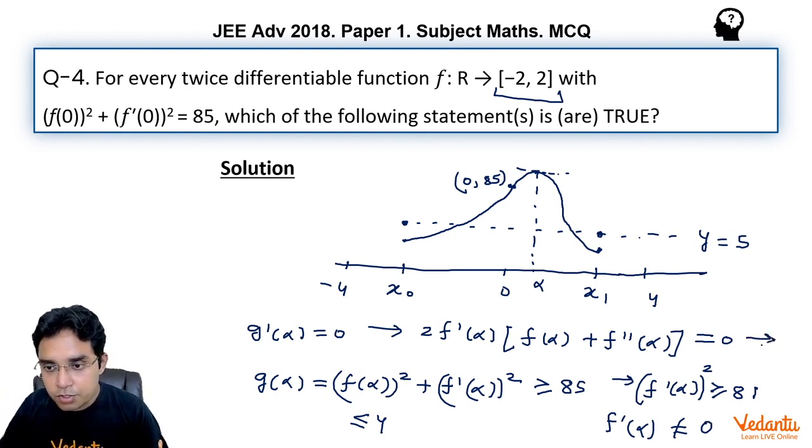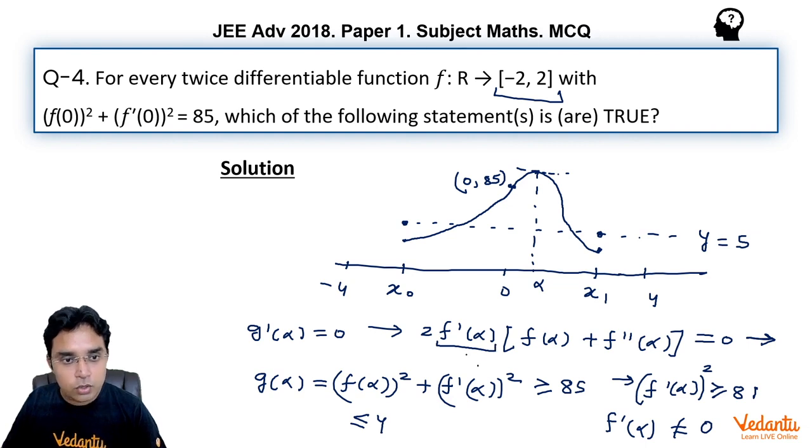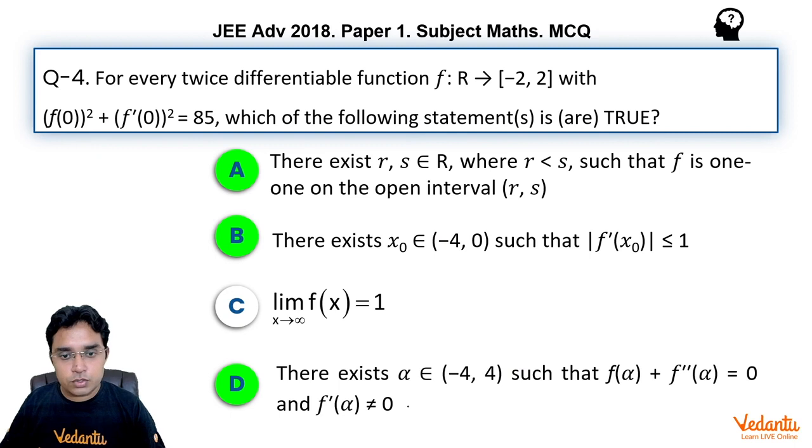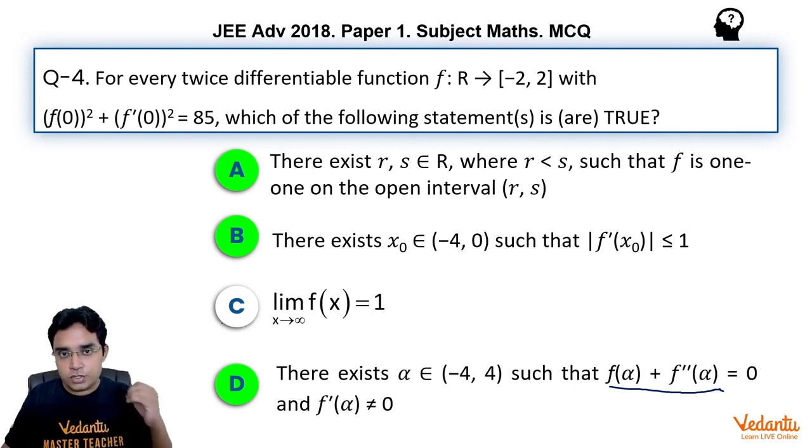Now using this equation, which is f'(alpha) into (f(alpha) plus f''(alpha)), because this f'(alpha) is not equal to 0, I can say this f(alpha) plus f''(alpha) has to be equal to 0. So this D option is also correct, because f(alpha) plus f''(alpha) is equal to 0 and f'(alpha) is not 0. So A, B and D are the correct options for this question. This completes the solution of this question.